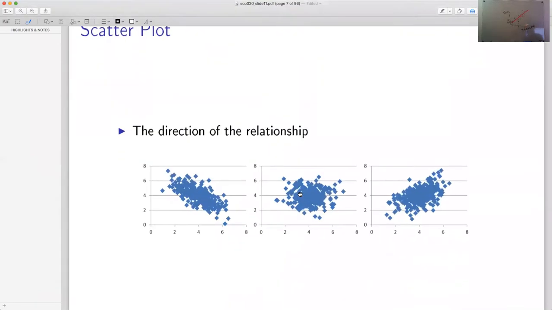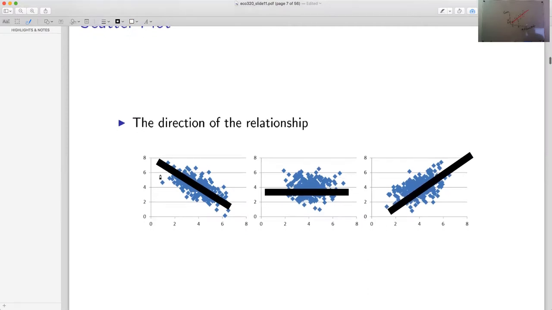The relationship you can easily identify from the graph. For example, it's a negative relationship like that, or no relationship, or a positive relationship, right? So you can identify this by looking at this graph. It is very important that you actually start drawing a line, or having the scatter plot will give you some idea of the directional relationship.